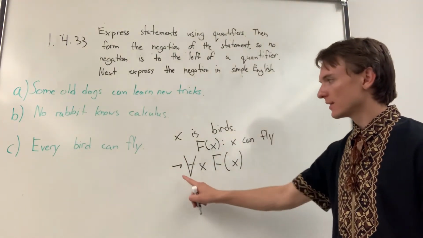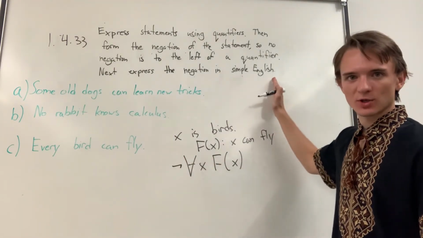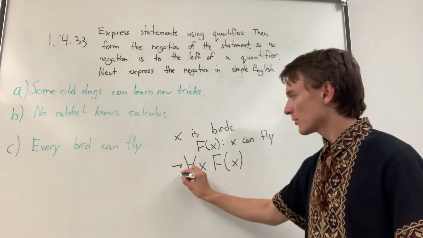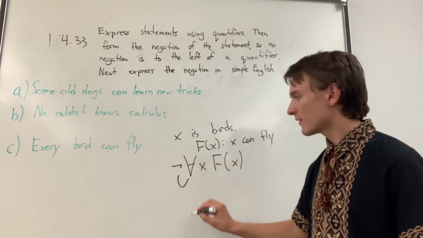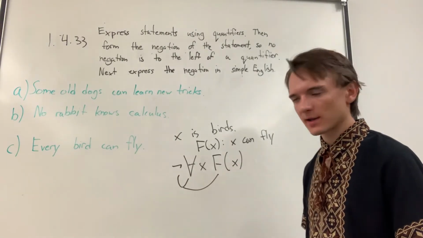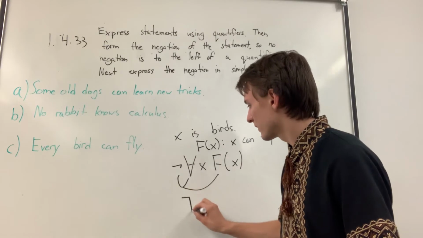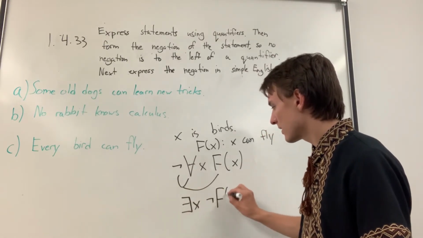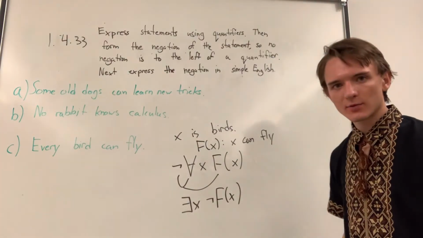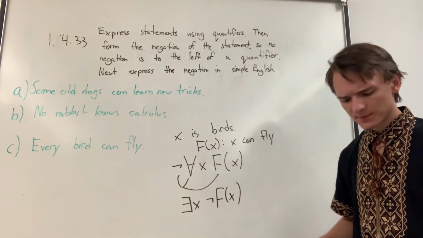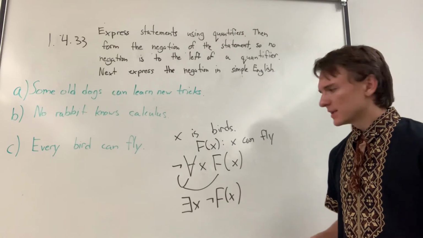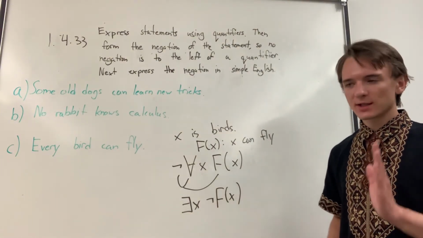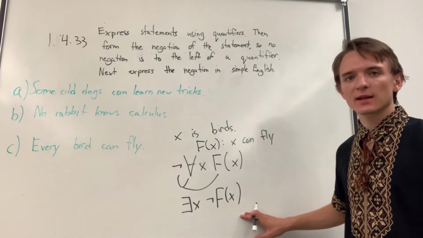But we have to take the negation, just like the question wants us to, and make sure it's not to the left of the quantifier. So we negate the universal quantifier, and we negate the predicate. There exists an x, not F of x. And we're done. How would this read in English? There is a bird, or there exists a bird, or there is at least one bird that cannot fly.